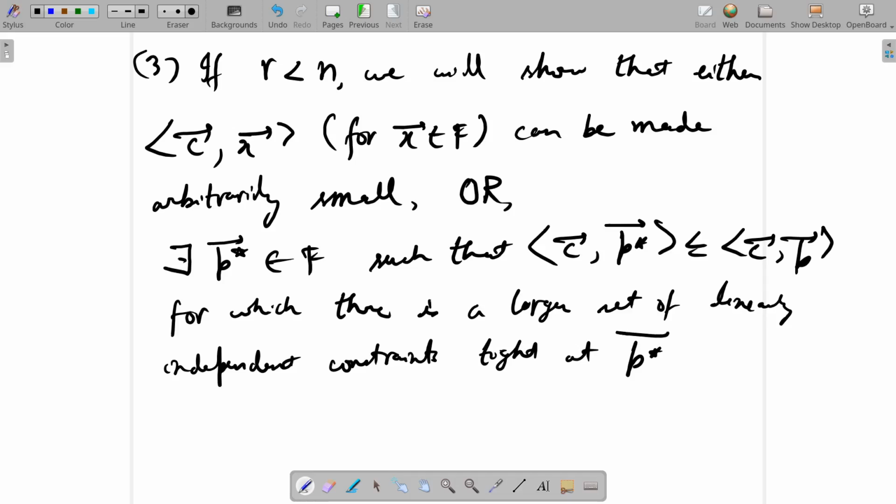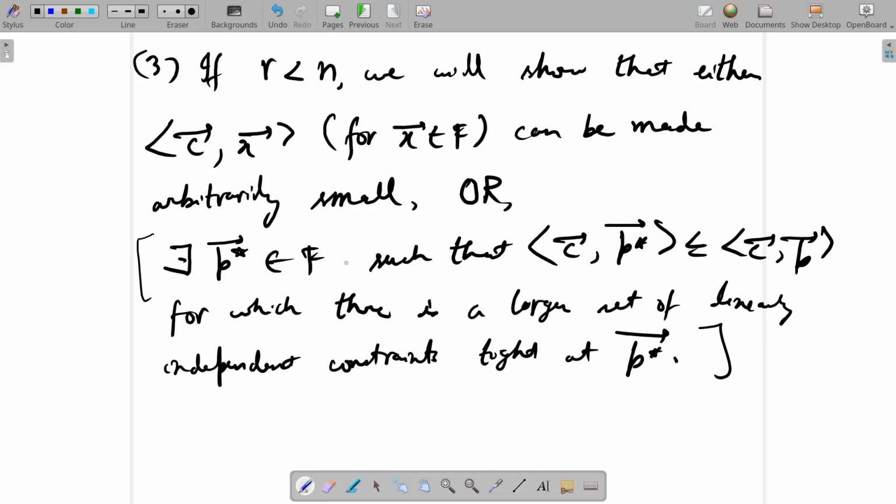Tight at P star, sorry. So what happens now? We started with the point P, and this number R is in fact associated with P. In fact, I should probably write it as RP. Now, if this claim is true, and like I said, proving this number 3 is the meat of this proof.